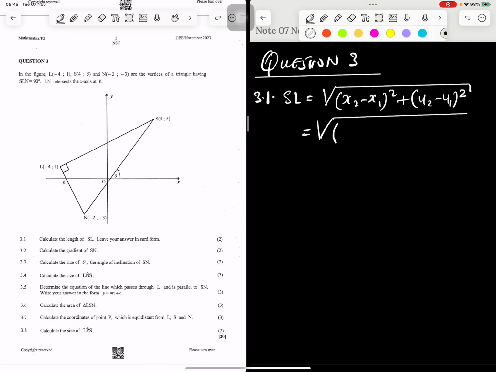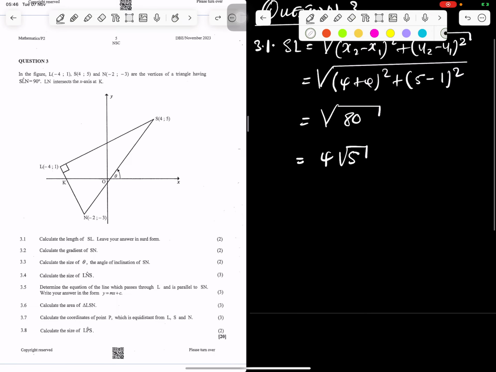So you have x2, I'm going to start from the point S, minus 4, so it's plus 4, then you square this, and then you have 5 for the y, take away 1 from the point L, and that is going to boil down to, use the calculator properly here. Because it's 2 marks, I'm not going to have a lot of steps. Let me have 80 here. And then they want this answer in surd form. I don't think it's really bad. You just need to say 9 times 16 times 5. That is going to give you 4 square root of 5.